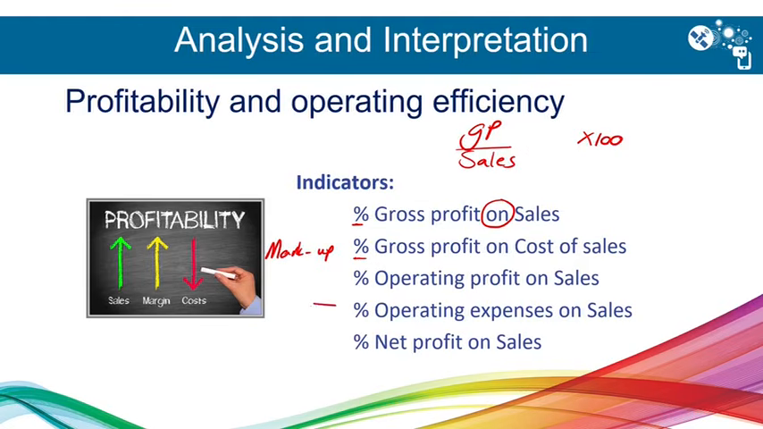Operating expenses on sales. We want this to be as low as possible. For every R1 sales, we want the operating expenses to be as little as possible, so that of that R1 sales, we can keep as much as possible. So the percentage net profit on sales, obviously we want that one to be more. The operating profit on sales, we want that one to be more. So if there's an increase, it's good. But if there's an increase in the percentage operating expenses on sales, that's not good.